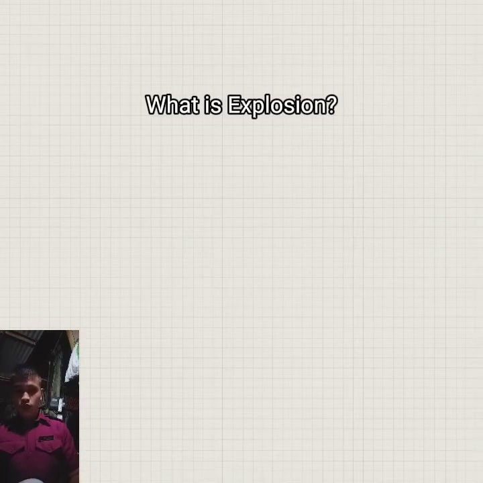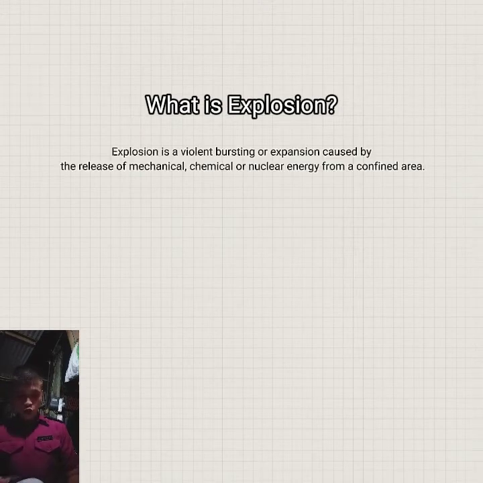So that is explosive. As I said before, the topic is explosive and explosion. So what is explosion? We already talked about explosive, so we should also know what explosion is. Explosion is a violent bursting or expansion caused by the release of mechanical, chemical, or nuclear energy from an unconfined area. This is the phenomenon resulting from a sudden release of energy, and this happens so rapidly that a local accumulation of energy occurs at the site of explosion, moving outward in various ways.